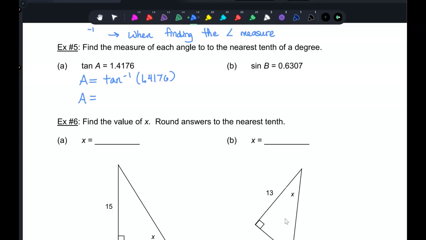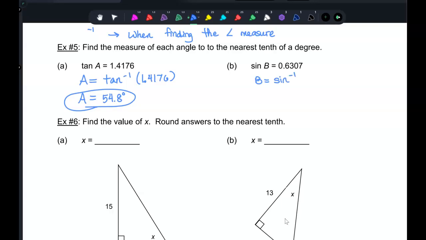How do you know when you're finding the inverse? Right here, use the inverse whenever you're finding the angle measure. Okay, so if it has an angle measure, if it has the dot. Yeah. Anybody get it yet? Yeah, I'm doing it now. 54.8. A equals 54.8. Good.